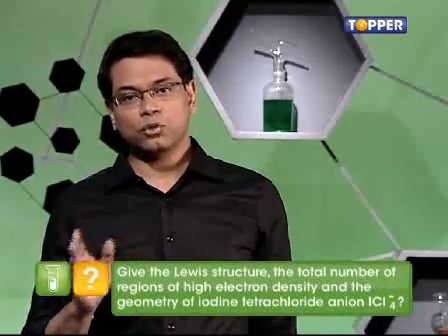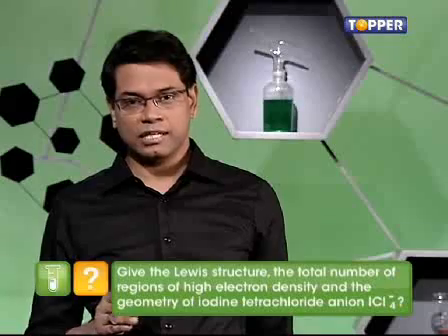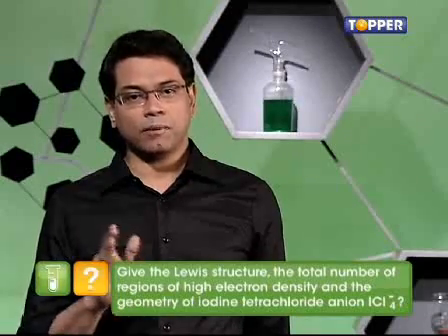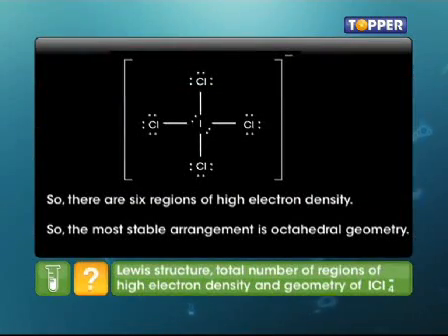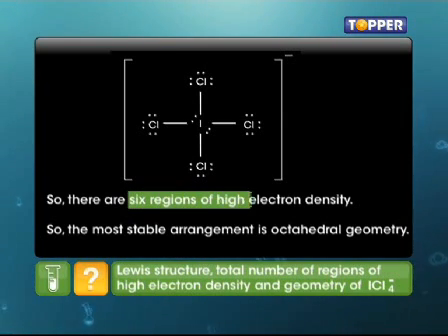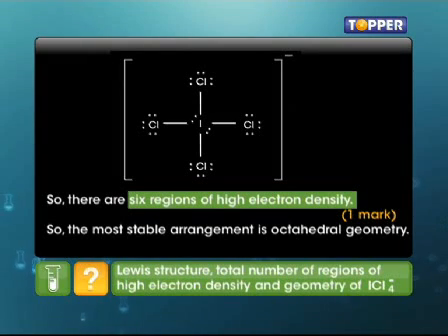If you are asked to give the Lewis structure, the total number of regions of high electron density and the geometry of iodine tetrachloride anion for 2 marks, this is how you should be answering the question. The Lewis structure of iodine tetrachloride anion is, here you can see that there are 6 regions of high electron density and the most stable arrangement is octahedral geometry.